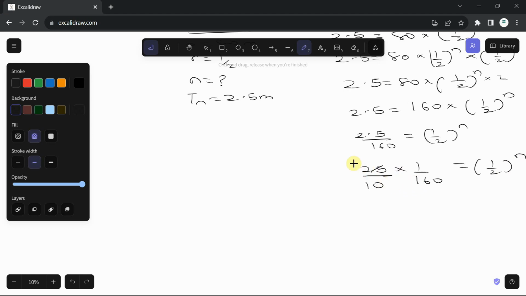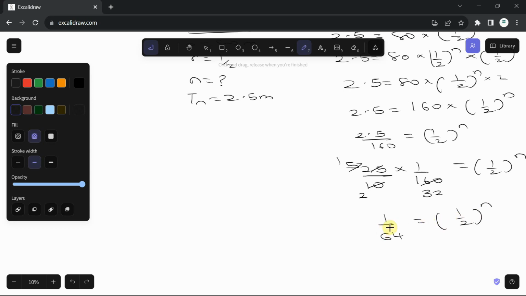So let's divide and see what we can do. 5 can go here. If I do 160 divided by 5, that will give me 32. So this is 32. Also 5 can go here 1, 5 can go here 2. So if I reduce, this is like saying 1 over 2 times 32, which is 64, is equal to half raised to the power of n.